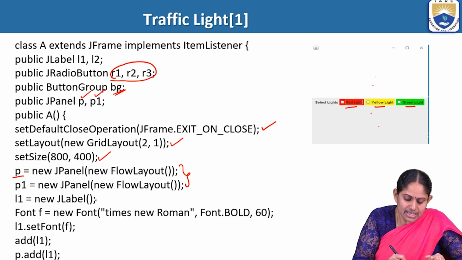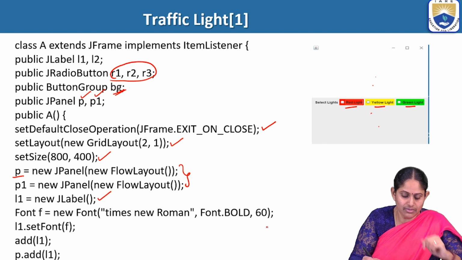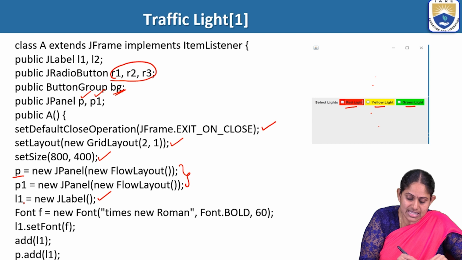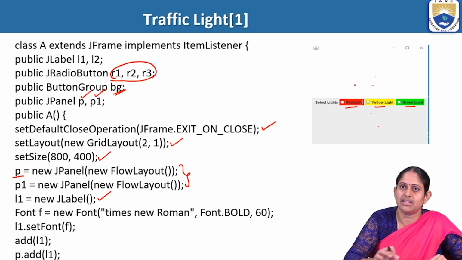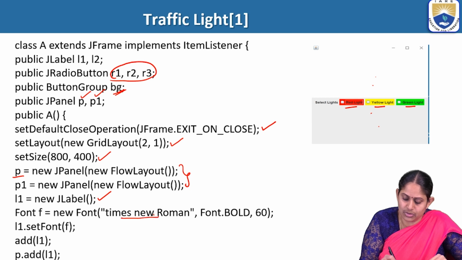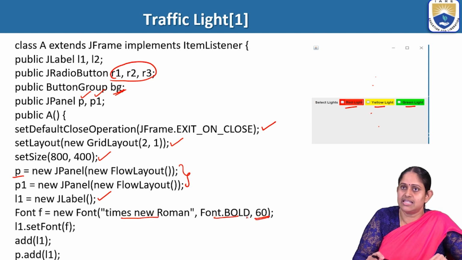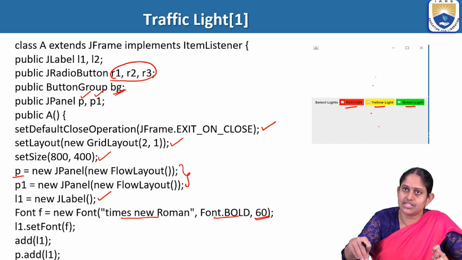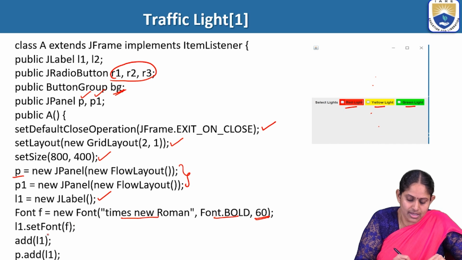Now we are creating a label L1. This label L1 is used to display the messages when the radio button is clicked. We are setting its font to Times New Roman. It will be bold, and the size is 60. That is why we are getting huge text on the first panel.